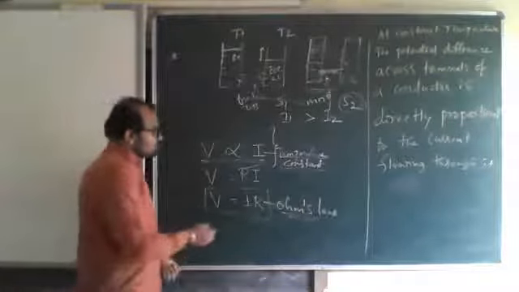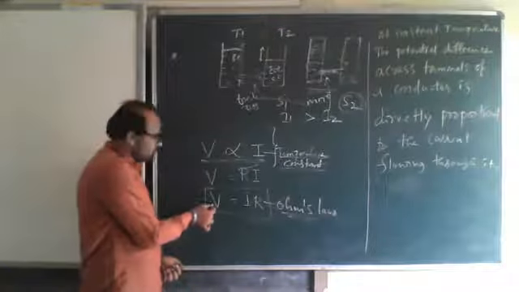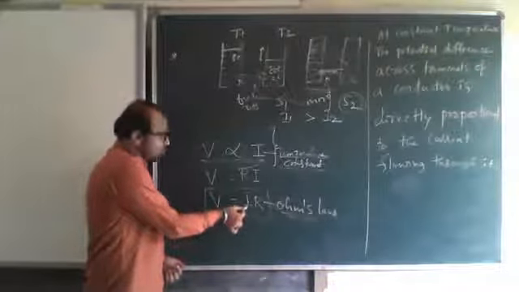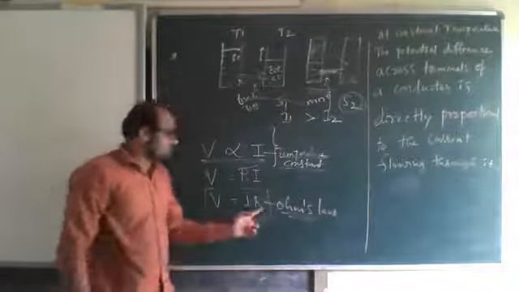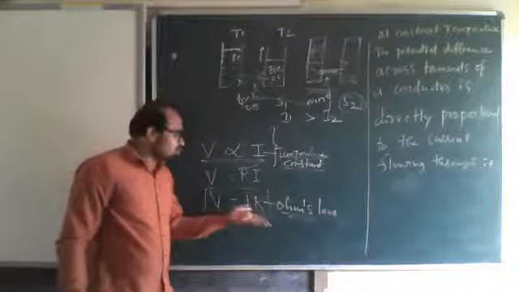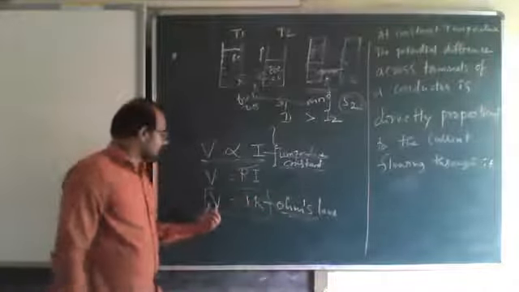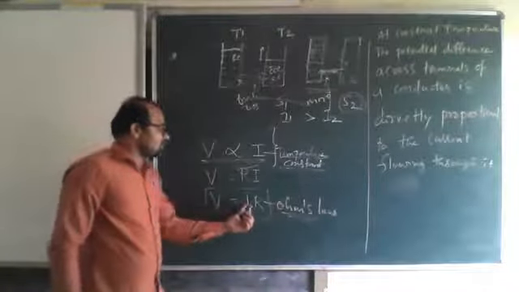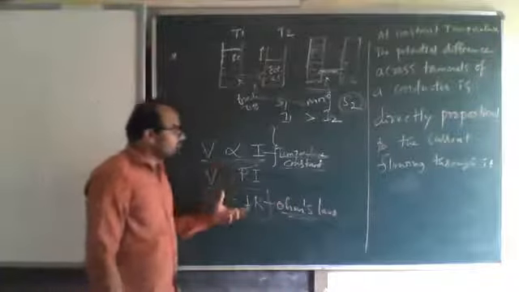So I depends on both resistance as well as voltage. If the voltage increases, I increases. If the resistance increases, I decreases. Resistance is inversely related to current. Resistance is opposition to the flow of current, so resistance is exactly opposite to the current. But voltage and current are directly proportional. So you have to remember Ohm's law.